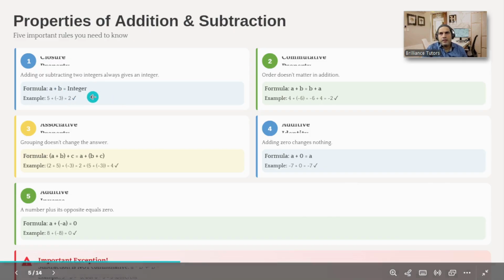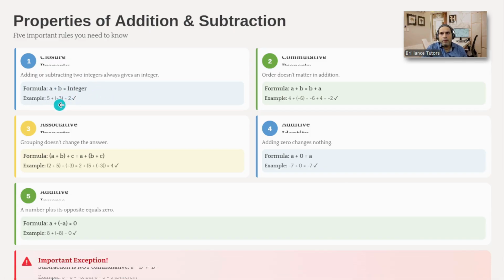Then we have integers, like a plus b is an integer, so a plus minus 3 gives minus 2. When we add, a plus b, it's closure. So we have properties of addition and subtraction. For addition and subtraction we have 5 properties: the closure property, the commutative property, the associative property, the additive identity, and the additive inverse.